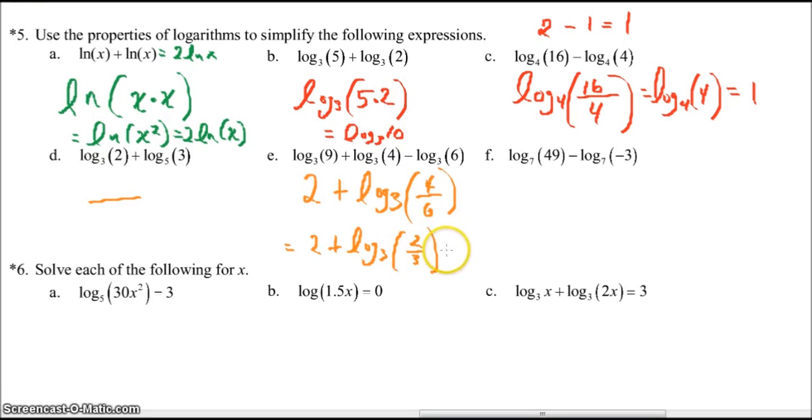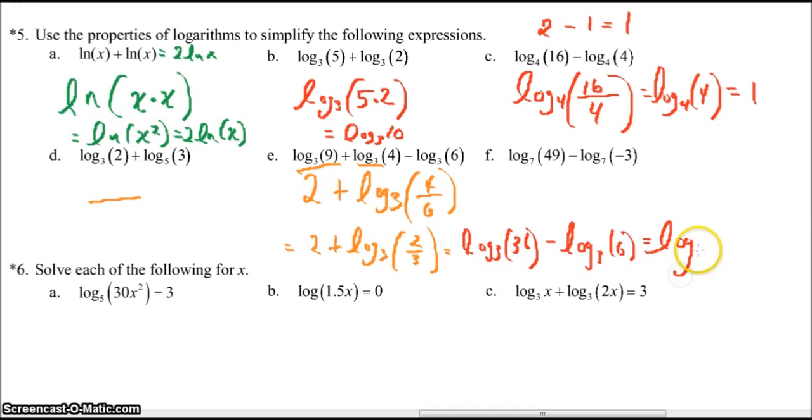You could have also got a different answer if you had combined these first. You could say that that's log base 3 of 9 times 4 is 36, and then you're subtracting log base 3 of 6, and then you could divide. 36 over 6 is 6, and that's an equivalent result to this one.